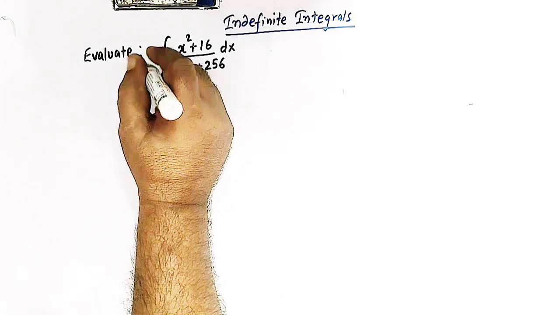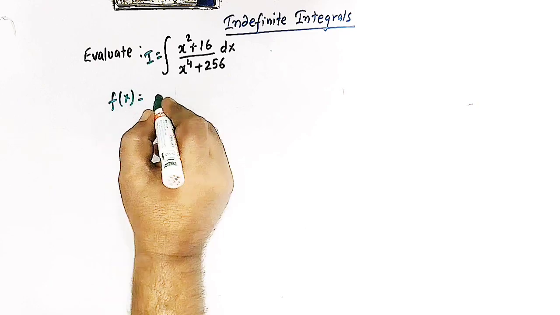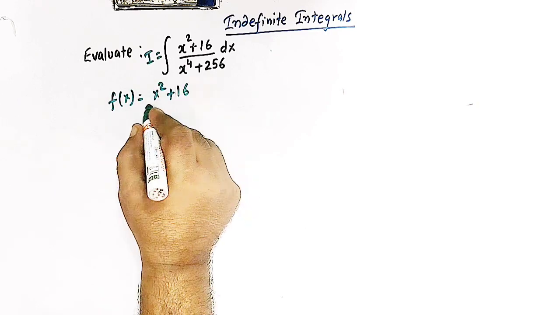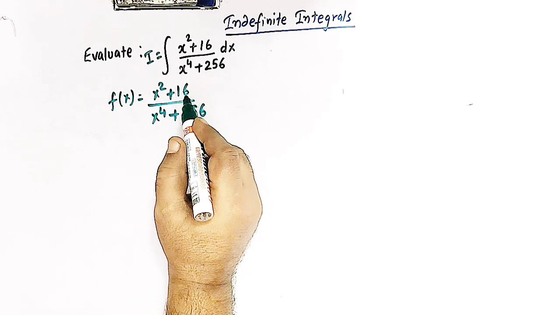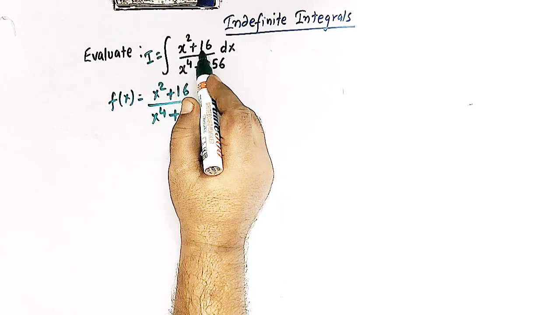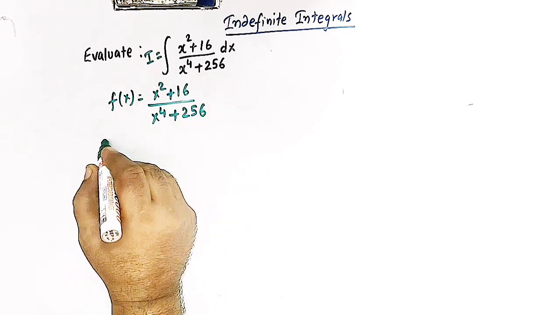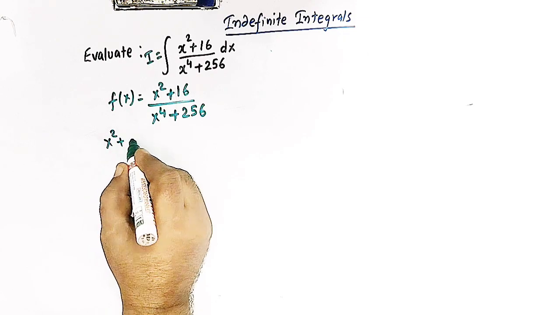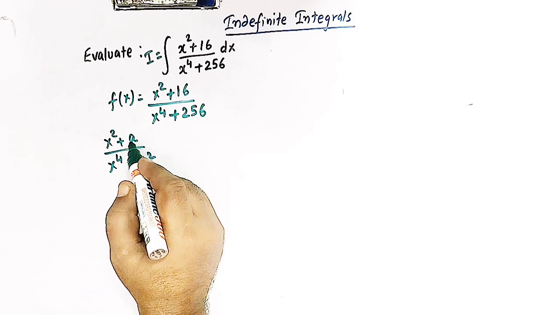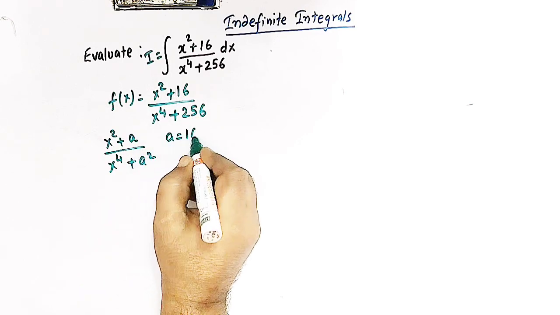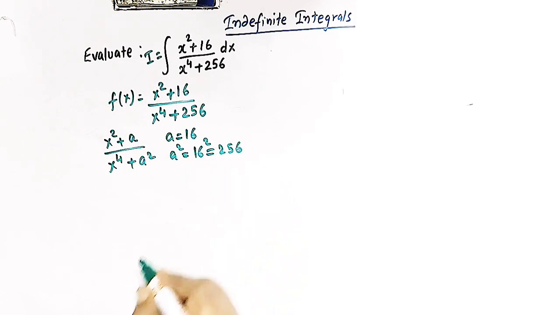So now let us call this integral as I and our integrand as f of x, that is x square plus 16 divided by x raised to 4 plus 256. Now if we closely look at this integrand, then we can easily make out that this integrand is of the form that is x square plus a divided by x raised to 4 plus a square, where a is 16 and a square, that is 16 square, is 256, right?